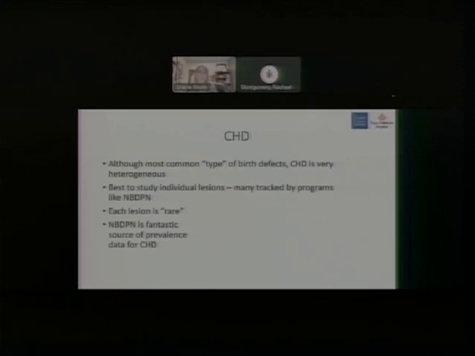So for prevalence data, groups like the NBDPN are excellent if you just want to say what percent of live births have this defect. This is an article looking at prevalence of critical congenital heart disease that was recently published from the Birth Defects Prevention Network that's beautifully written and has really accurate data on prevalence.